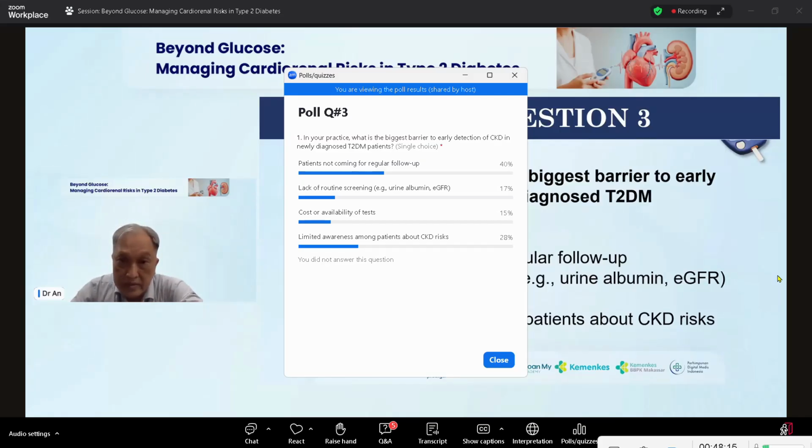And the third one, 28%, is limited awareness among patients about cardiovascular risk. Yes, that's the biggest issue we deal with in low and middle income countries.